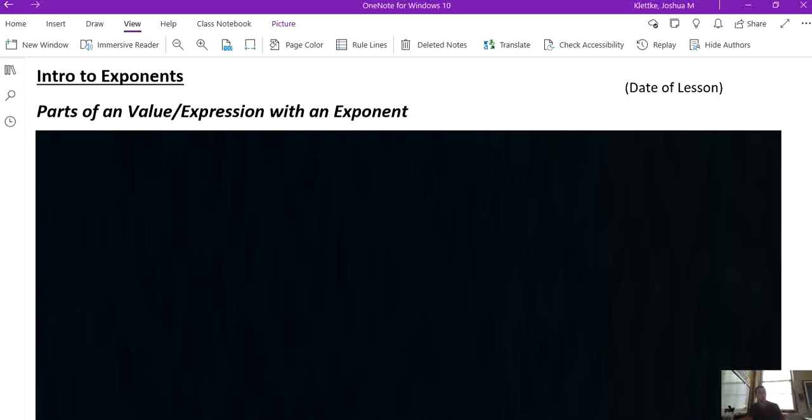Today we are doing the introduction to exponents. First thing we're going to start off with is the parts of a value or expression with an exponent.